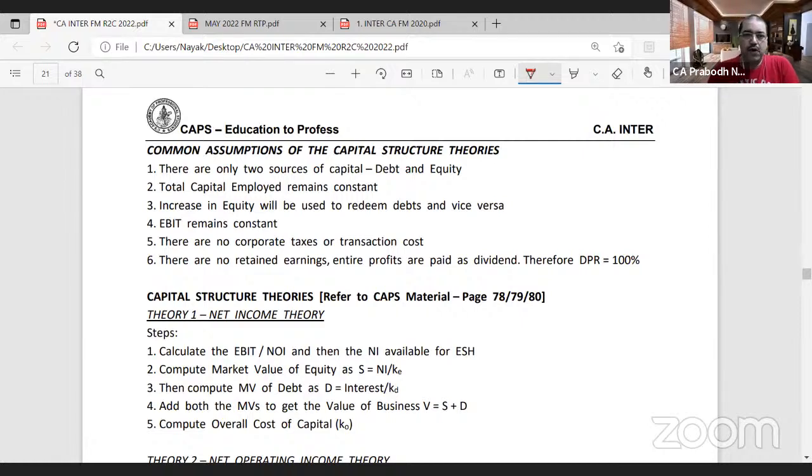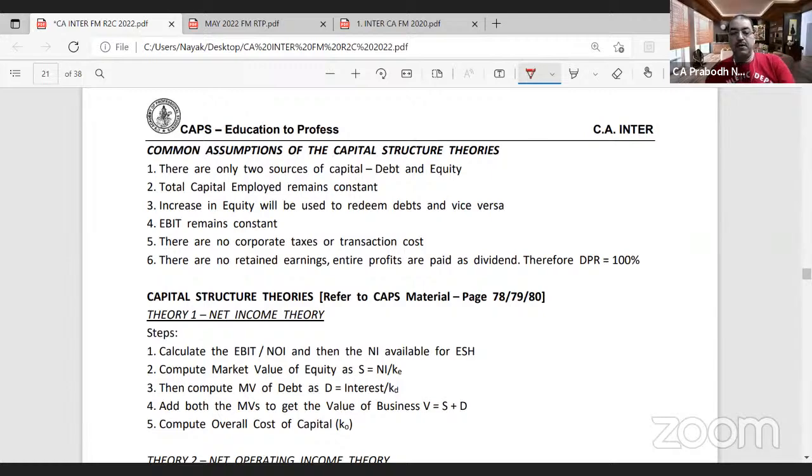Remaining 3 points relate to the revenue stream. EBIT must remain constant. That is the assumption. Then we assume that there are no corporate taxes, no transaction costs, no brokerage, no commission, no share issue expenses. That means we are assuming that we are staying in the Gulf where there are no taxes. The 6th assumption: there are no retained earnings, entire profits are paid as dividends, so DPR is equal to 100%. Retained earnings are 0. So these are the 6 common assumptions of all the 3 theories.